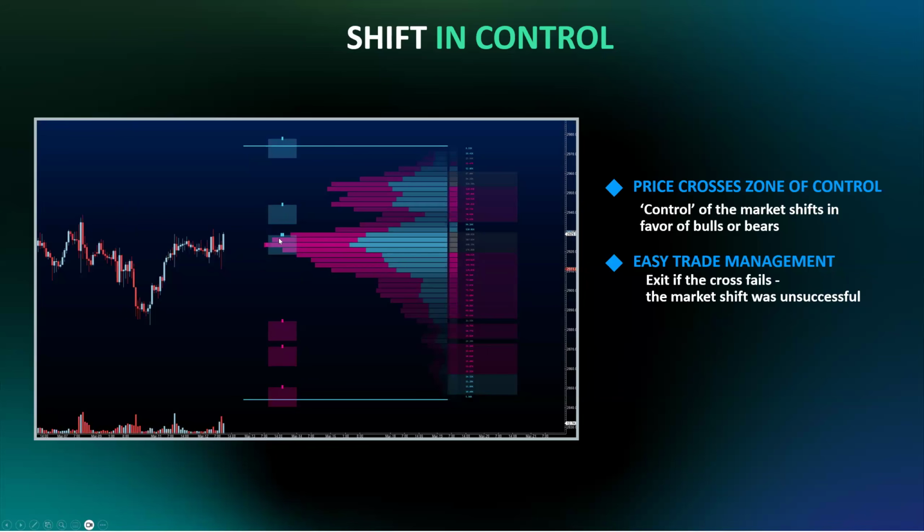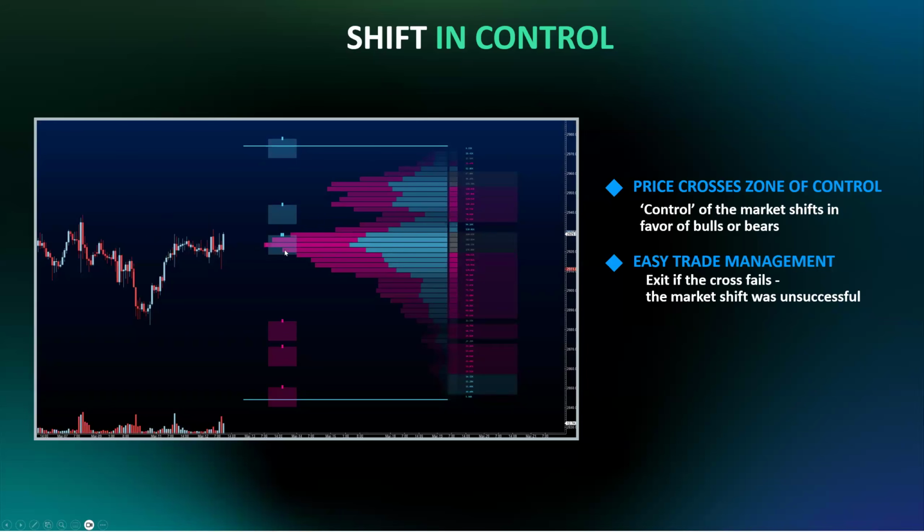But if we cross above the zone of control, well, when price crosses the zone of control, the control of the market shifts in favor of either bulls or bears. So if we cross above the zone of control, well, now the longs, the people who are bullish and buying, they're in profit. So they're in control. They're not scared. They're not hitting their stop losses. They're likely to buy more and drive price up higher. If we drop below a zone of control, bears are in control. So that's why we call it the shift in control.